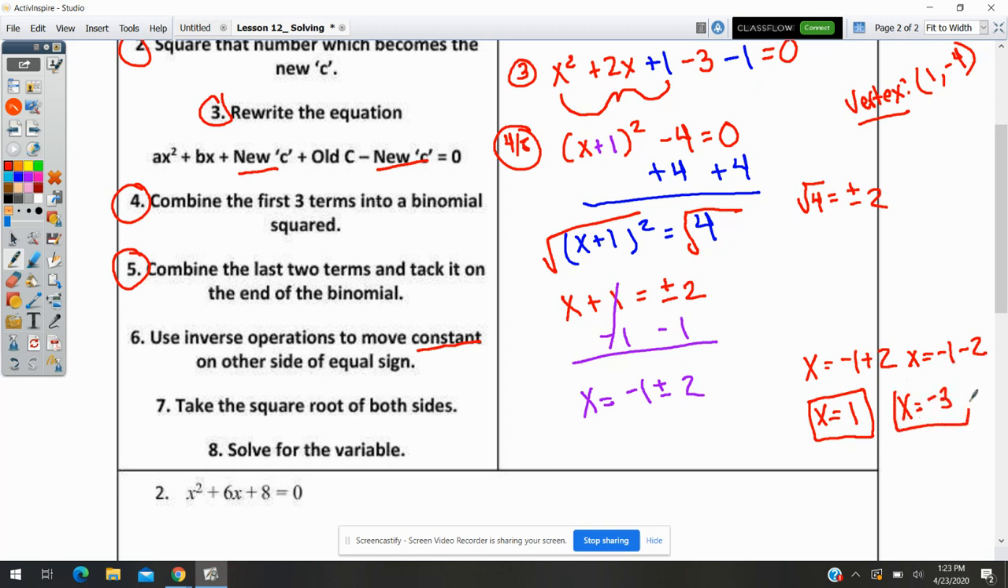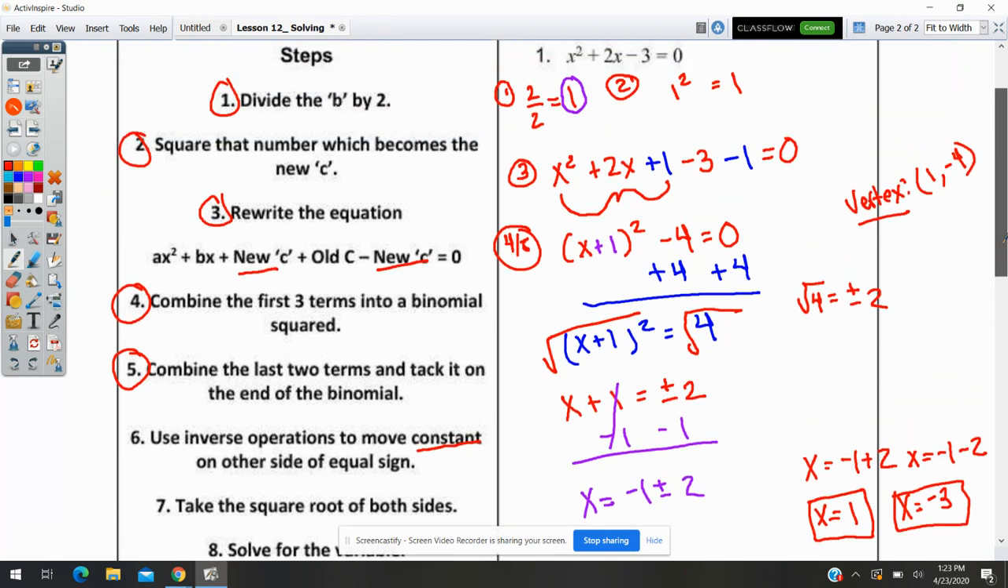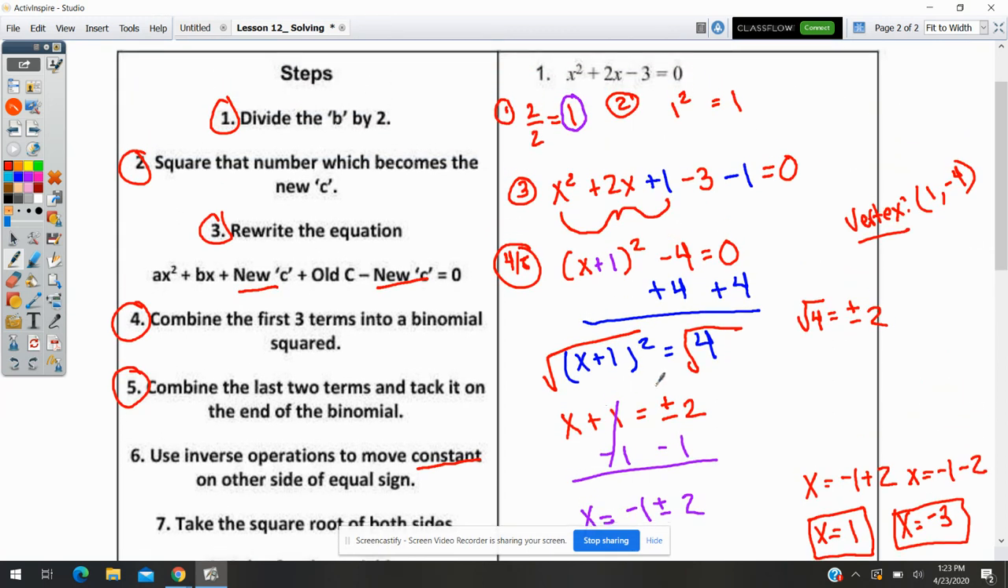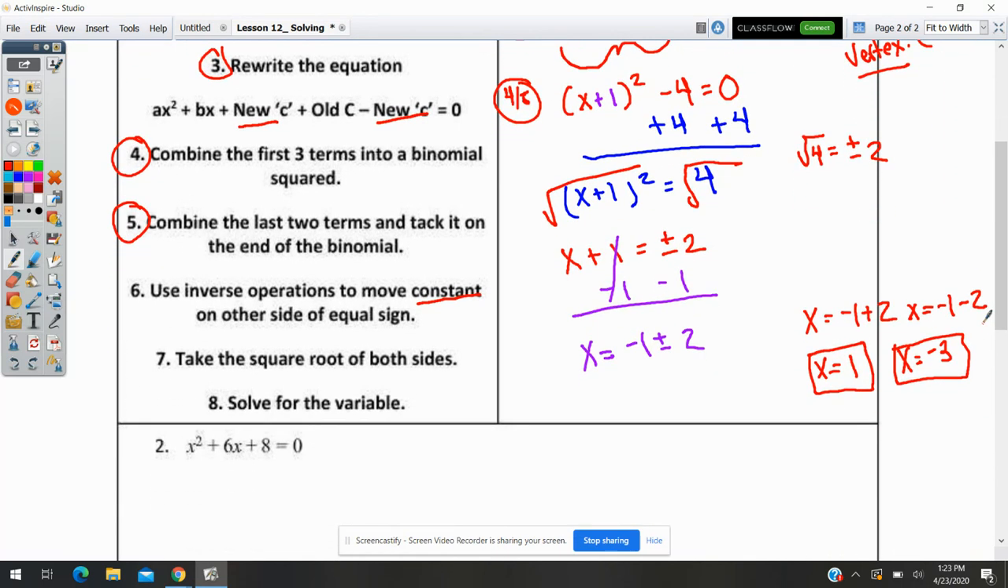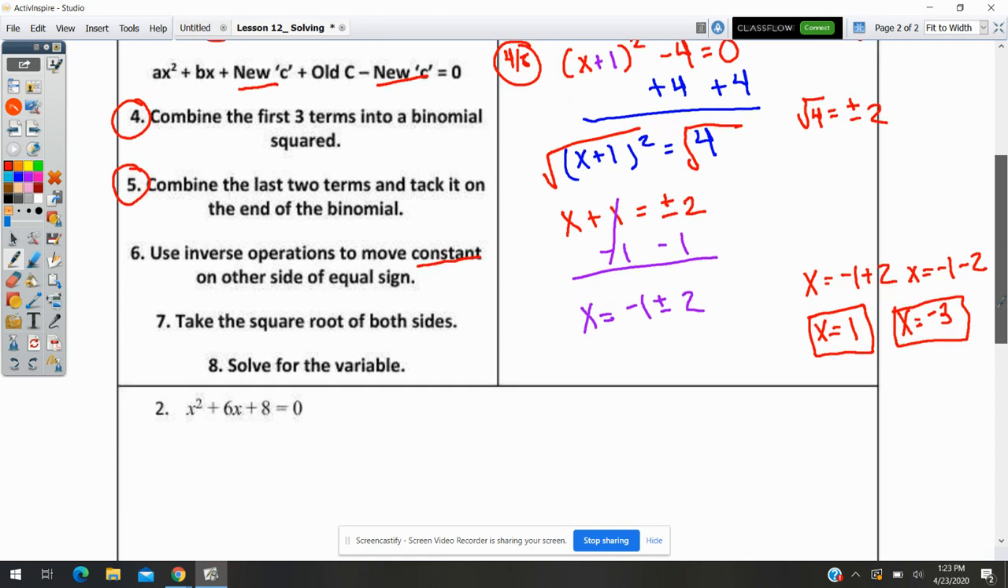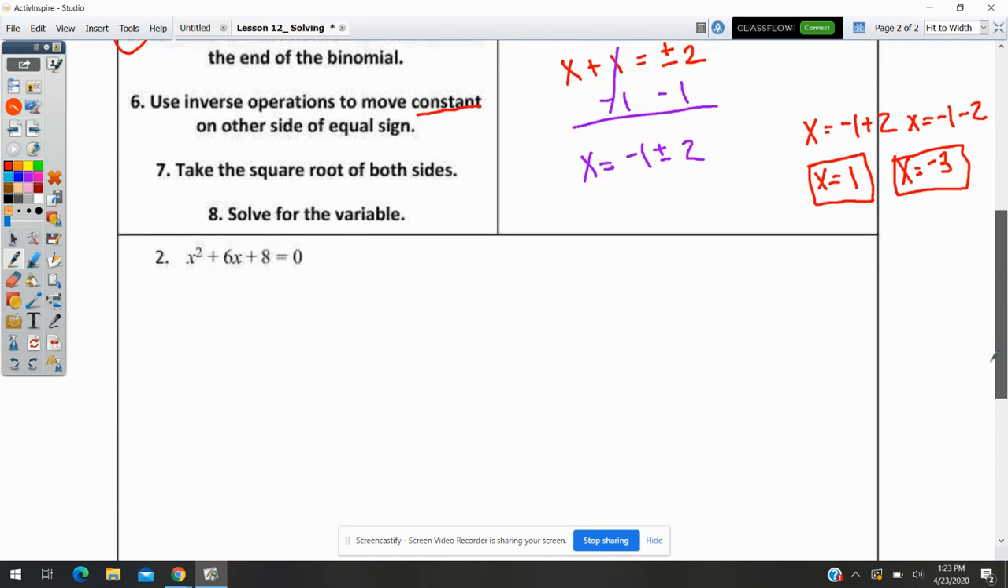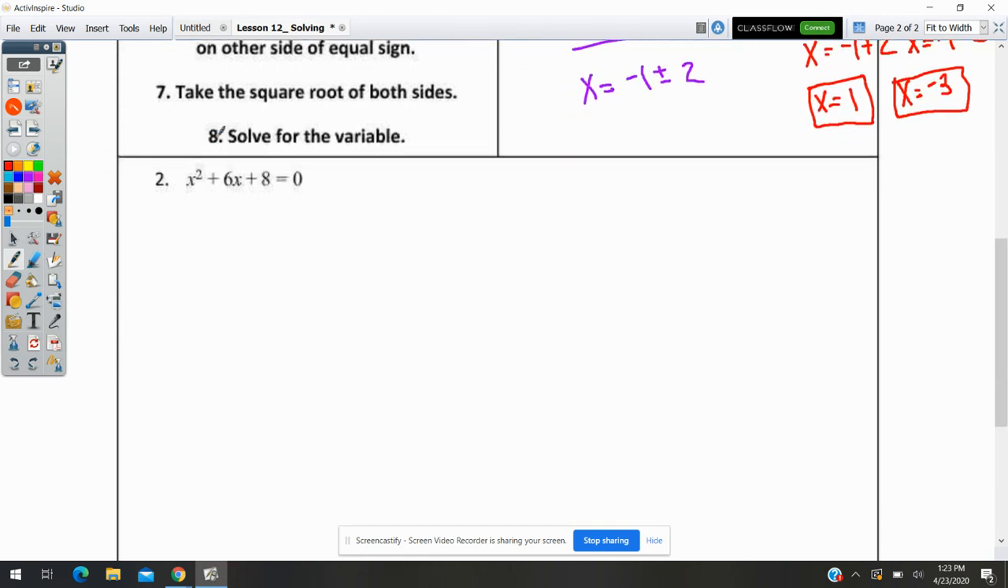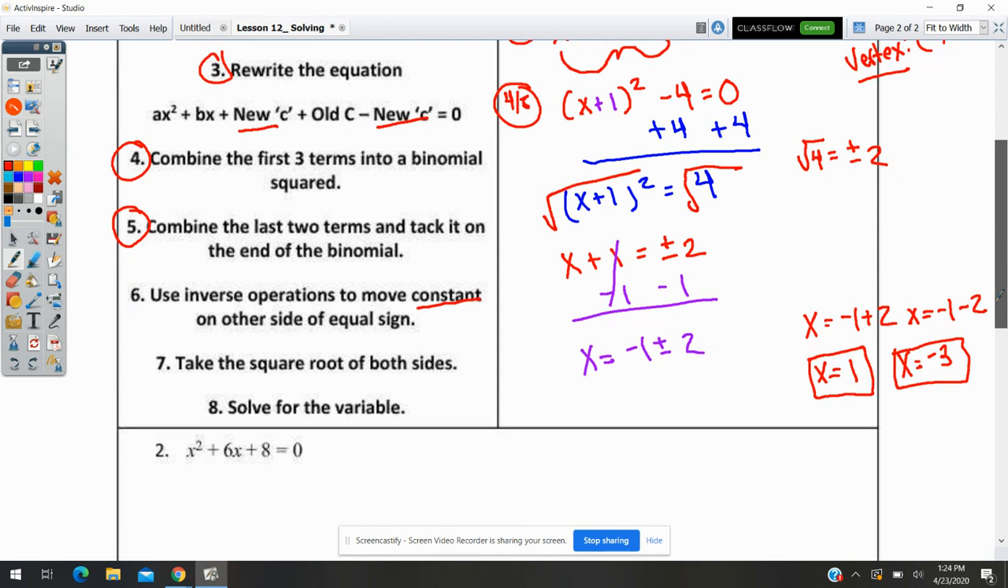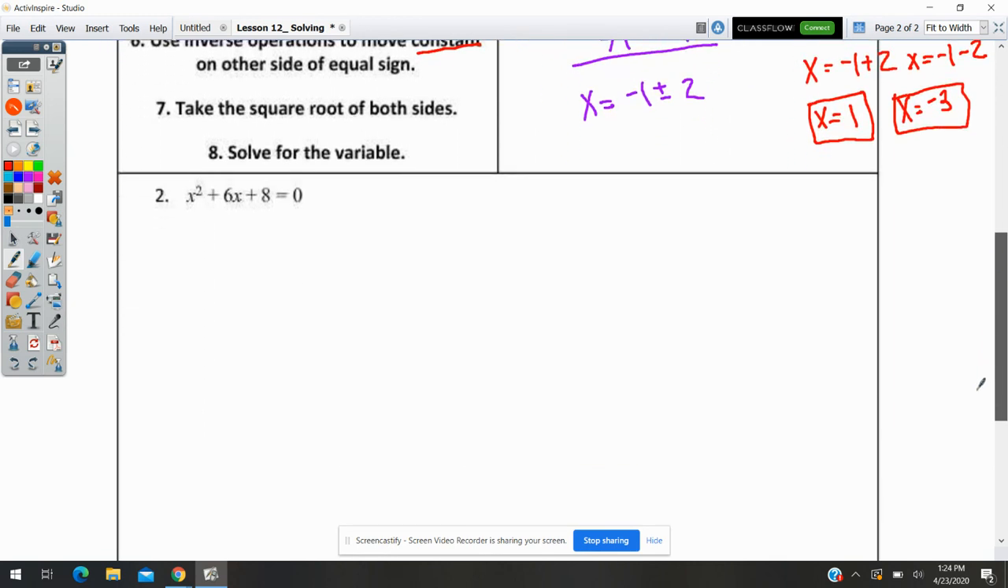So this is where this parabola would hit the x-axis. And if you wanted to check, you can always put this in your graphing calculator or in Desmos and check that the parabola hits at x equals 1 and negative 3. All right, let's do one more example together. First thing we're going to do, we're going to follow the steps, so you can write the steps out and follow along. I just have to scroll it down.